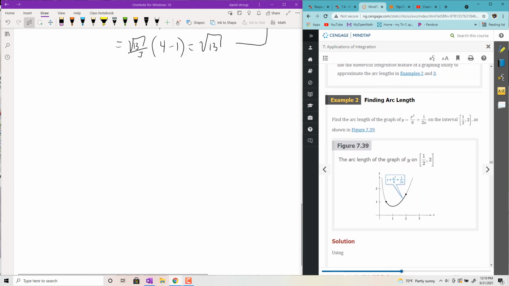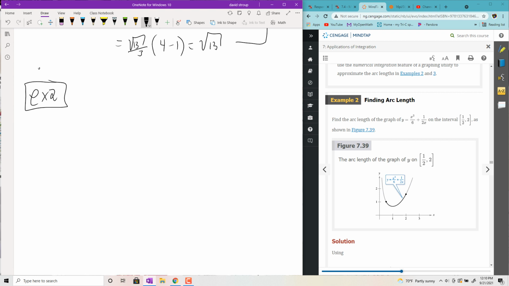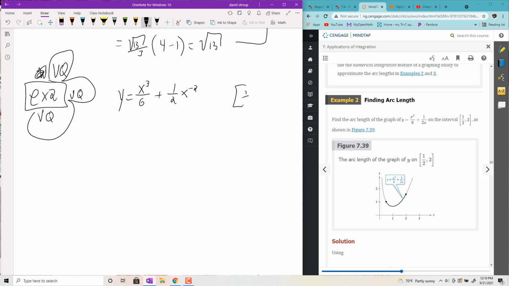Let's look at example 2, and we're going to make this one the video quiz for this section. Video quiz, video quiz. You'll kind of appreciate that the algebra involved in the integral is kind of weird. Anyways, y equals x cubed over 6 plus 1/2 x to the negative 1 on the interval from 1/2 to 2.